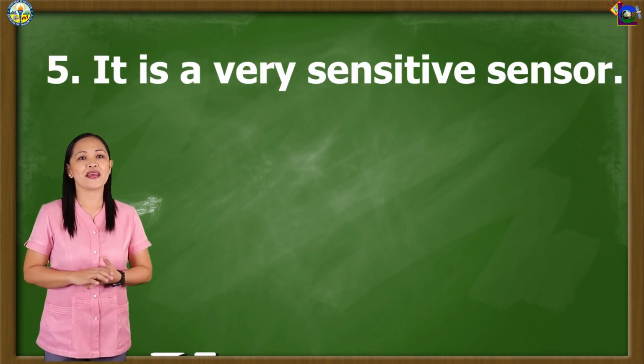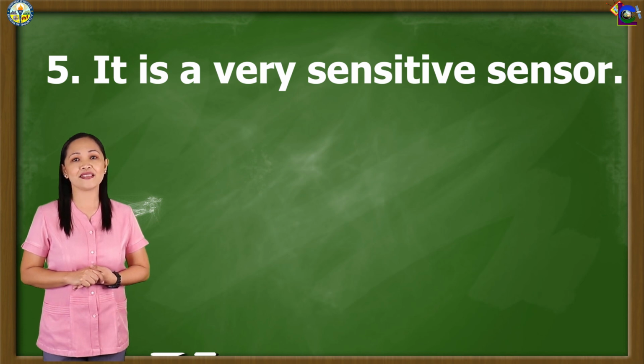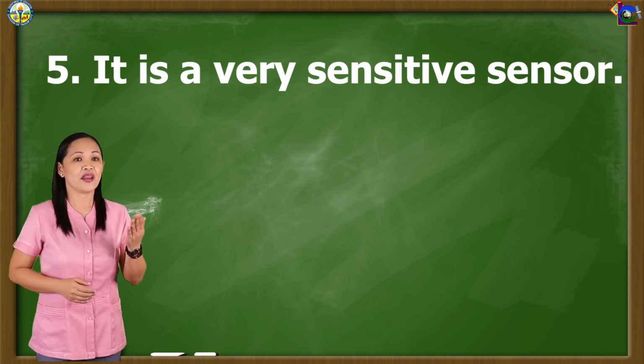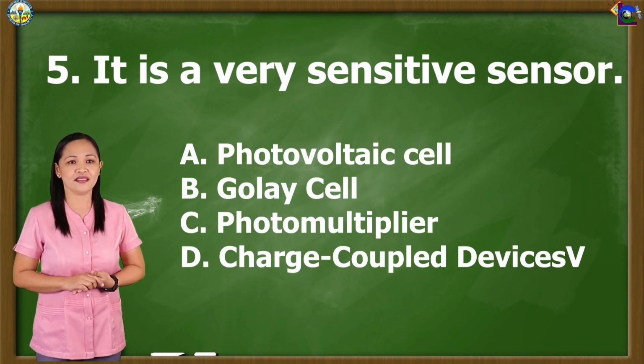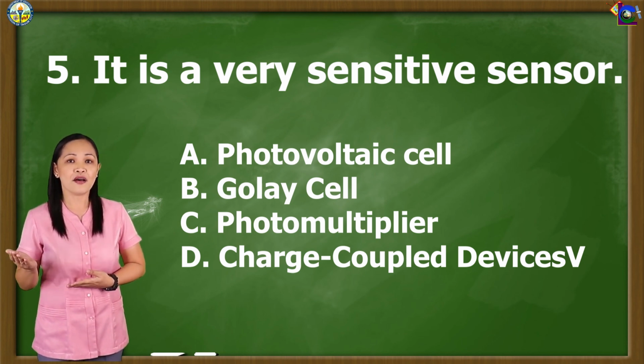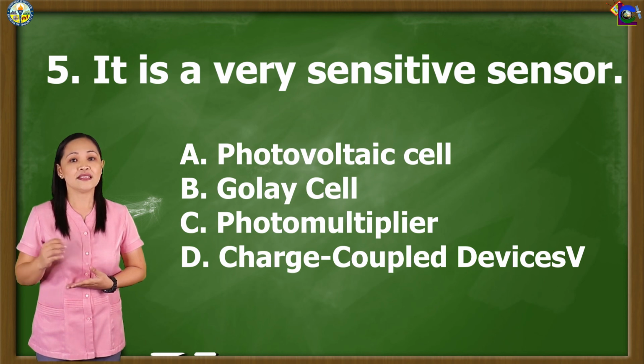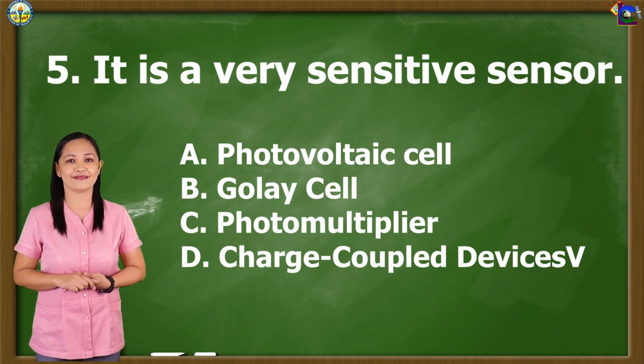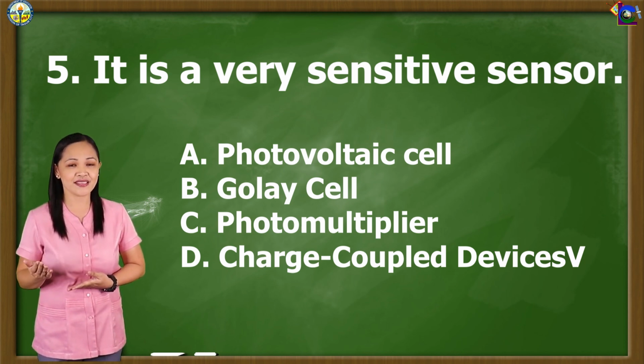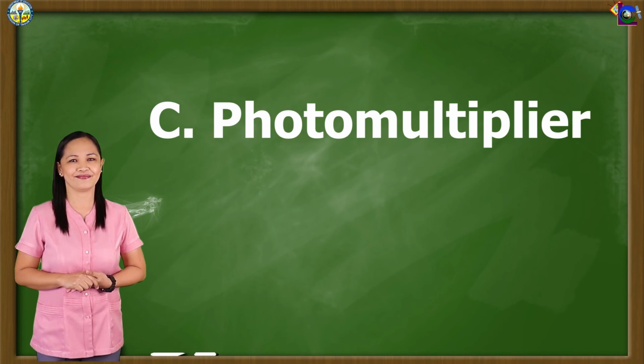Number 5. It is a very sensitive sensor. Letter A, photovoltaic cell. B, Golay cell. C, photomultiplier. D, charge-coupled devices. And the correct answer is letter C.